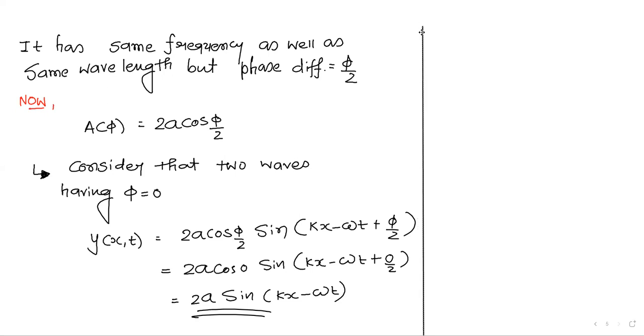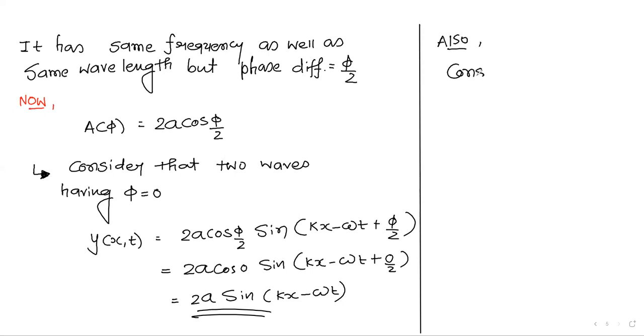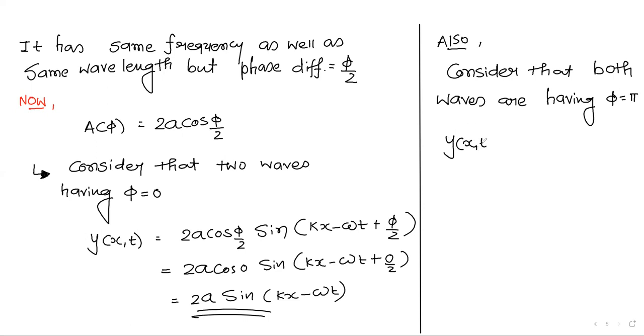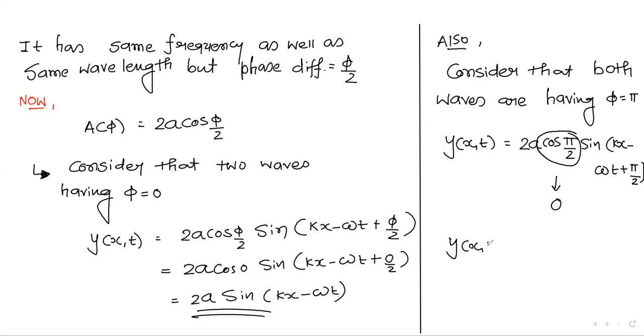Now consider that both waves are having phase difference equal to π. So we can write it as y(x,t) equal to 2a cos(π/2) sin(kx − ωt + π/2). But the value of cos(π/2) is 0. So we are getting y(x,t) equal to 0. Is it okay to you? Yes, it's okay. Perfect. Yes.